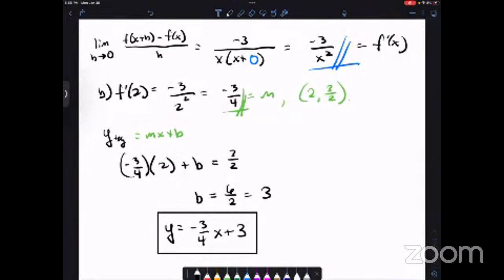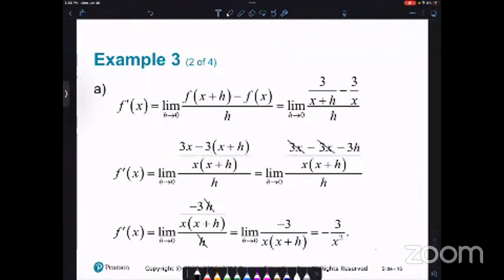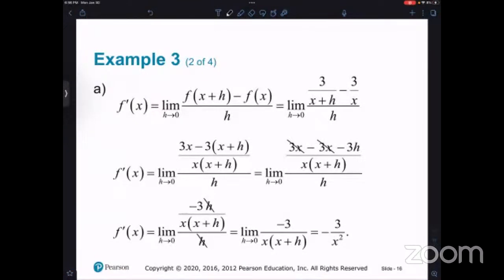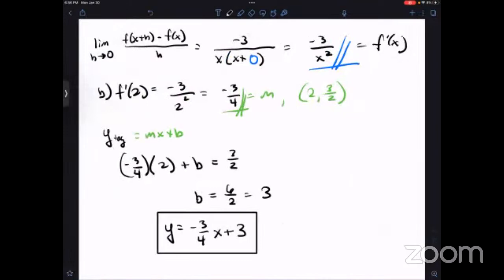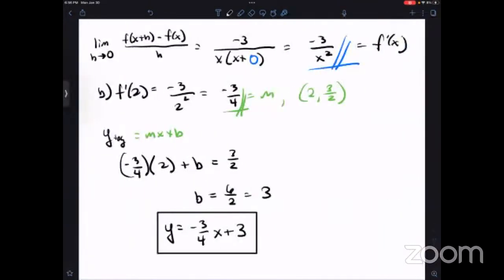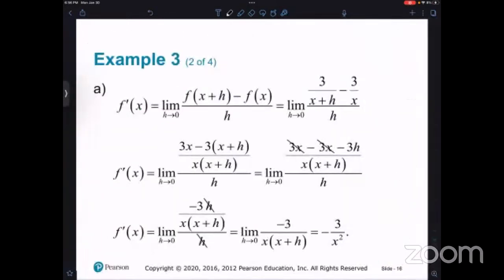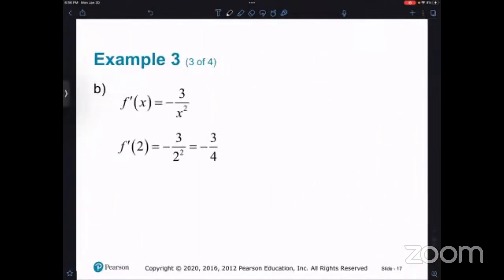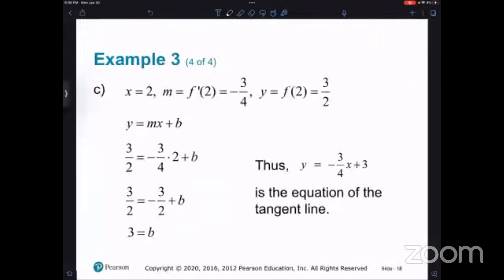Okay, so we graphed this stuff. We confirmed everything worked, so we're good to go there. So we saw this limit definition. I think they're doing the same thing that we did, and I think they got the same result. You see it there, the -3 over x squared. And then for part B, the -3/4 was the slope of the tangent line. Okay, so this is our equation of the tangent line at x equals 2 for the original curve. Just stop me if you have questions.